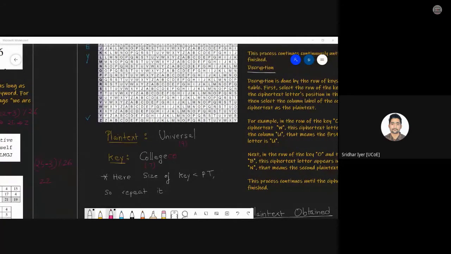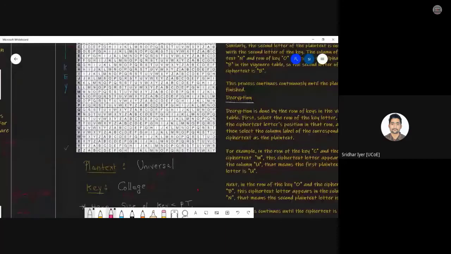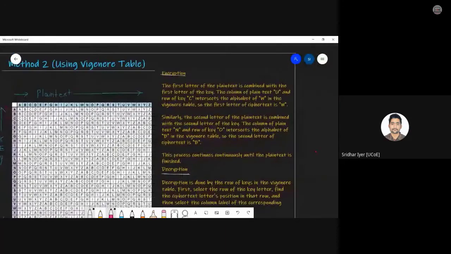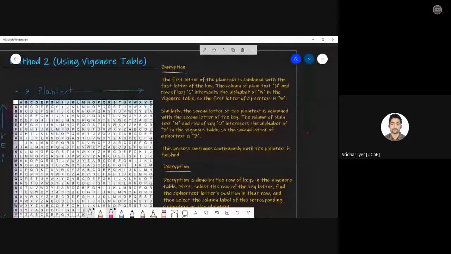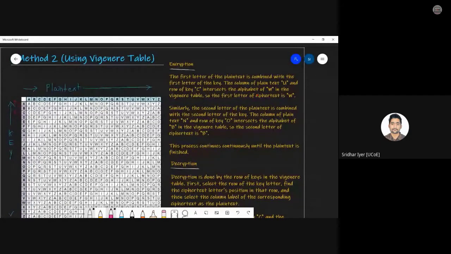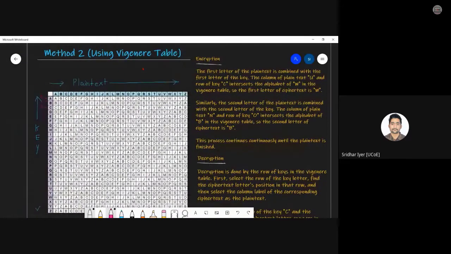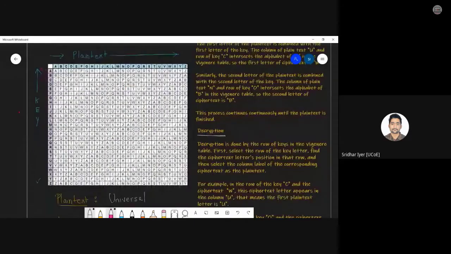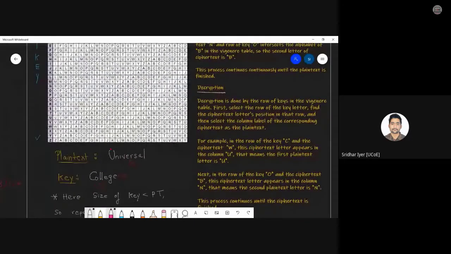Okay. So now what we need to do is read the description over here. The first letter of the plain text is combined with the first letter of the key that we have already seen. Now what we need to do is the column of the plain text and the row of the key, wherever it intersects, that is your ciphertext. So for example, column of the plain text. What is our plain text?